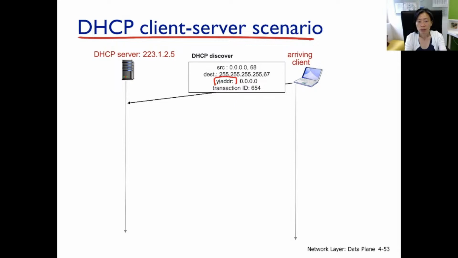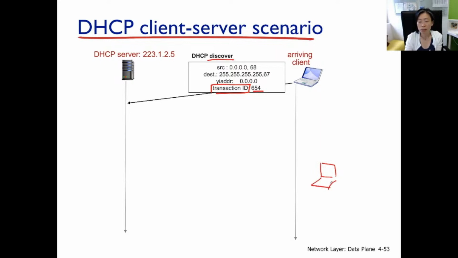Why is the IP address here? This is the field to store the IP address that will potentially be assigned to the client. Now, the client has no clue, therefore it's null. Last is the transaction ID. This is actually quite critical. Usually, it looks like a random number. Different clients will send discover messages carrying different transaction IDs. These IDs are to tell the arriving clients apart.